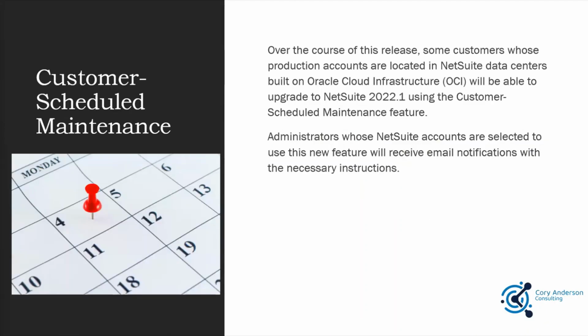All right, so the first thing that we'll talk about is customer scheduled maintenance. So over the course of this release, some customers whose production accounts are located in NetSuite data centers that are built on the OCI, Oracle Cloud Infrastructure, will be able to upgrade to 22.1 using the customer scheduled maintenance feature. Administrators whose NetSuite accounts are selected to use this new feature will receive email notifications with the necessary instructions.